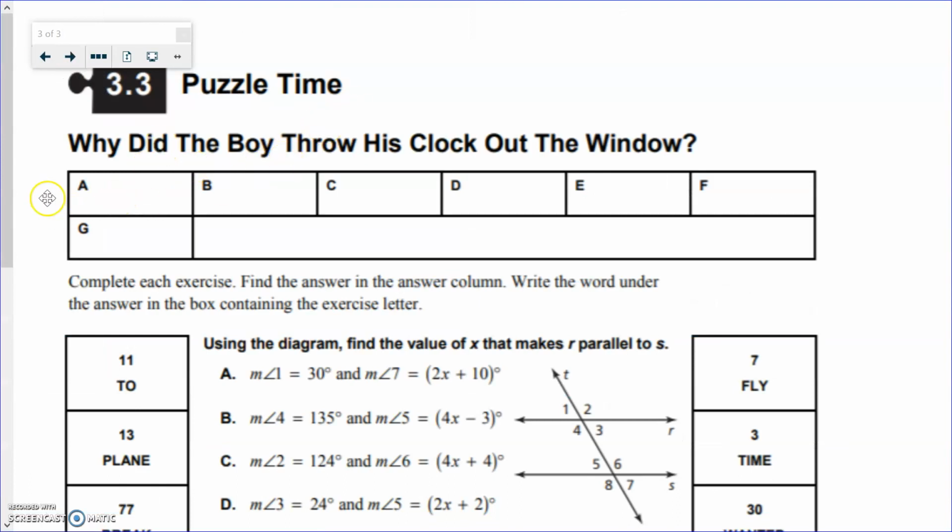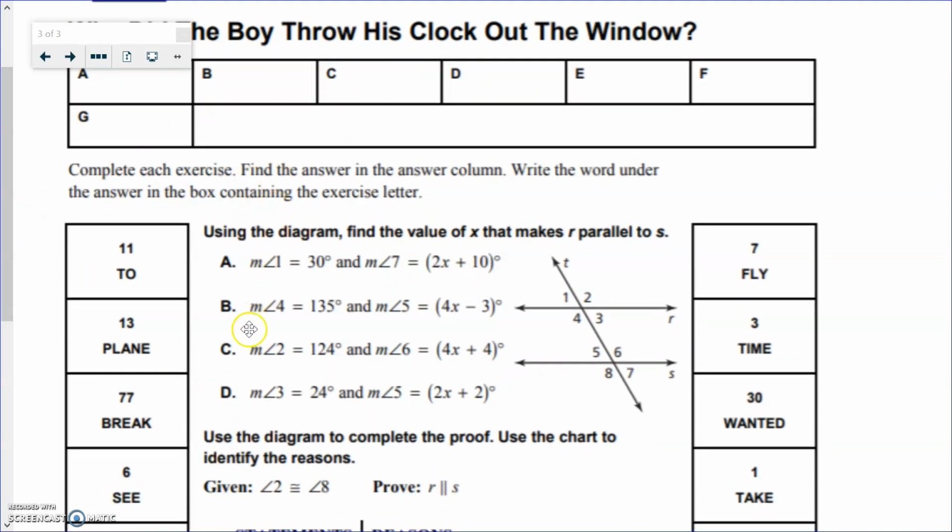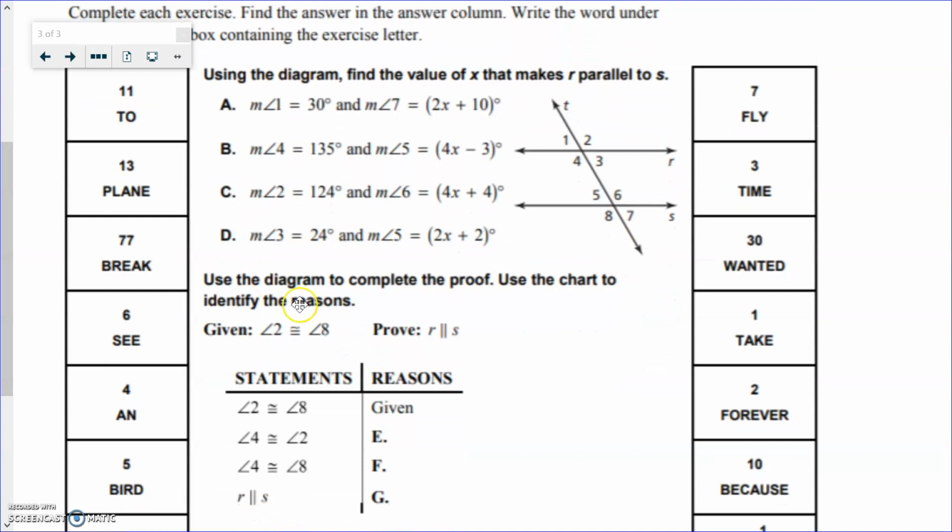It's puzzle time, so we're going to be filling in the squares with our appropriate answers. Complete each exercise, find the answer in the answer column, and write the word under the answer in the box containing the exercise letters, so it'll have an answer to why did the boy throw his clock out the window. We're going to be solving A, B, C, and D using this diagram here. I also want you to use the diagram to complete the proof.